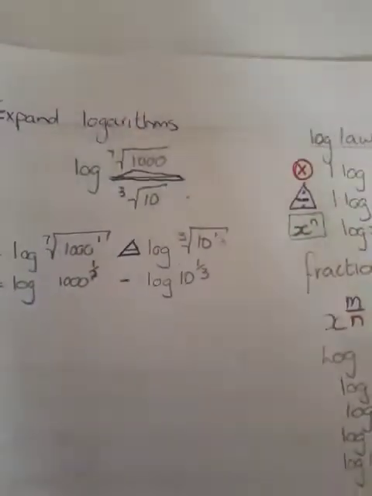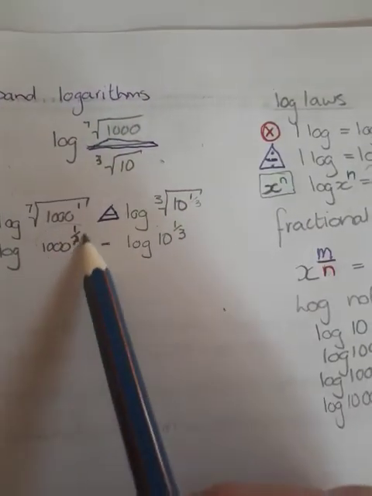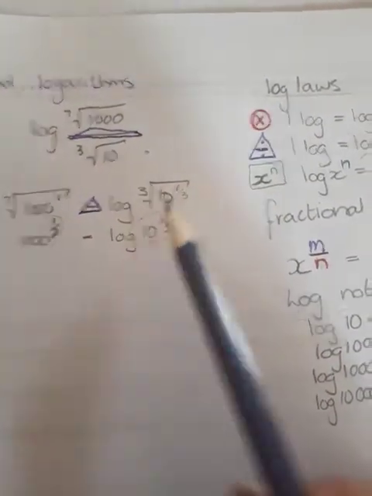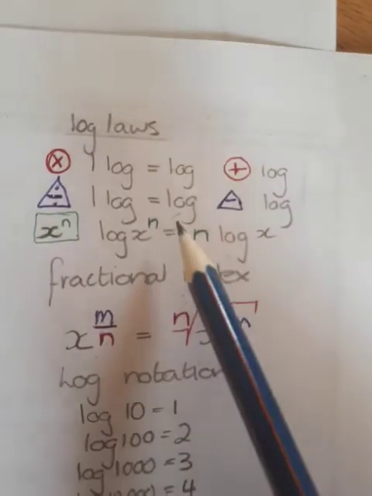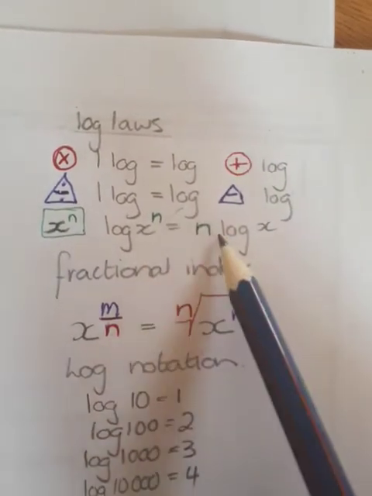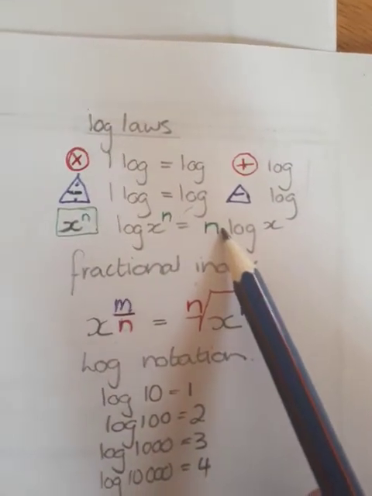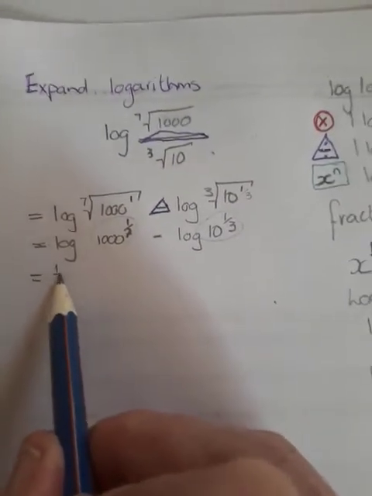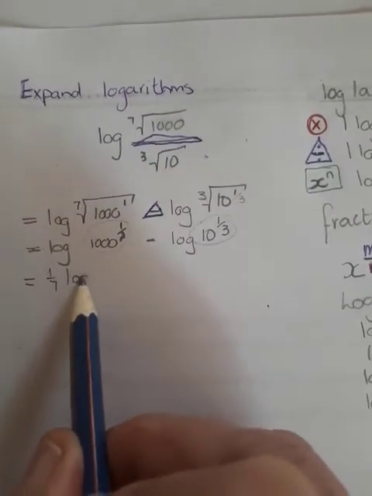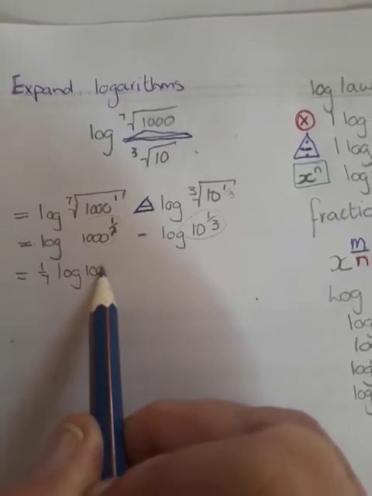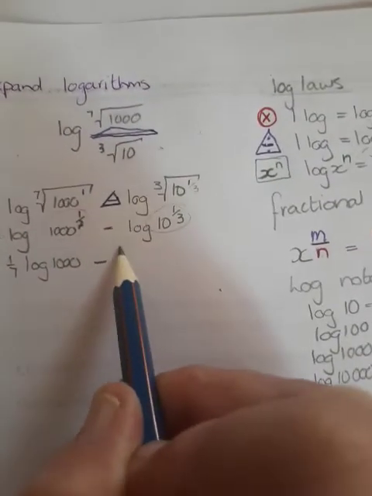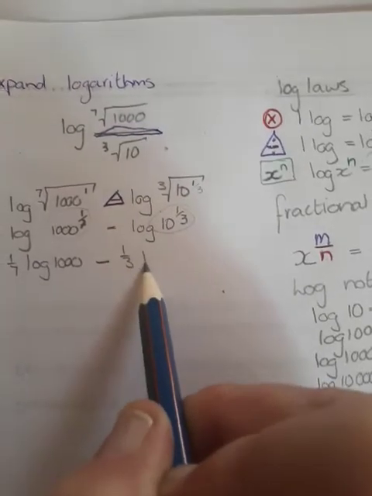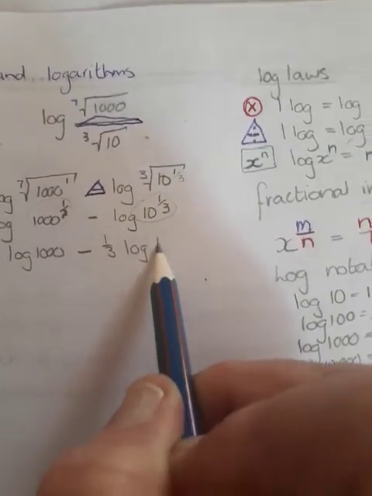Okay, and now if you look at this, we now have the power law for logs, which means we're going to take the index and put it in front of the log. So this becomes 1/7 log 1000 minus 1/3 log of 10.